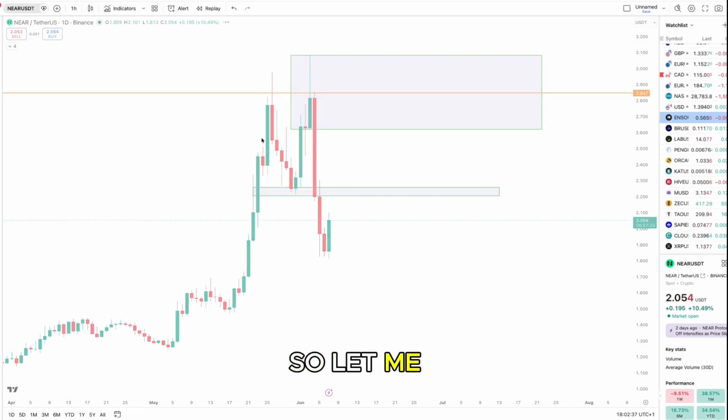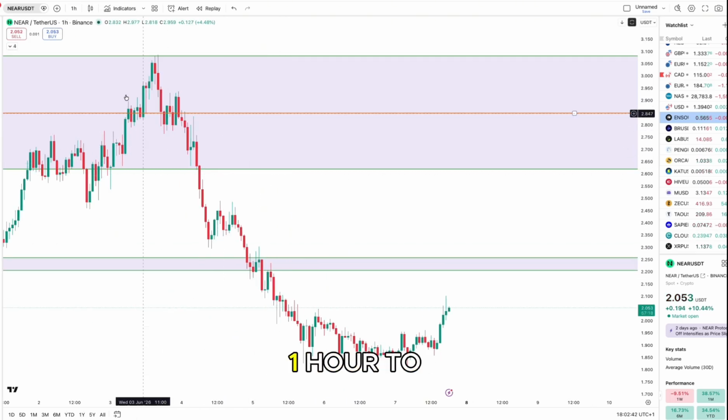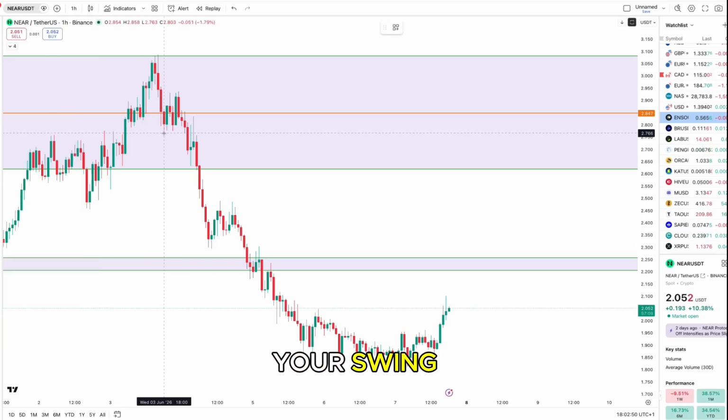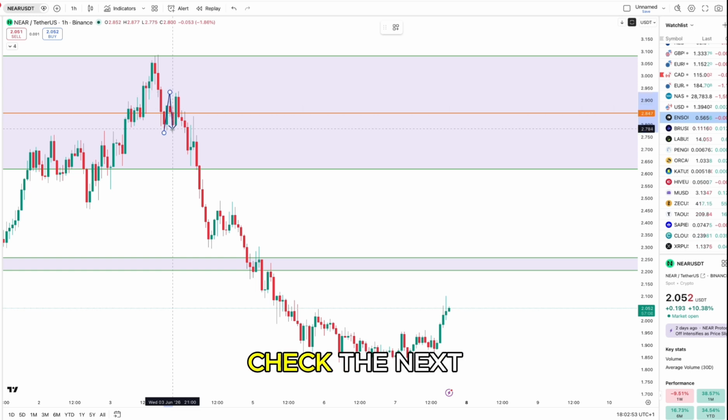So let me use my 1 hour to mark out my chart pattern. Marking out a chart pattern should be easy. It's just for you to check your swing. This is a swing. If you check the next swing, this is not a swing low, so it won't be your chart pattern.